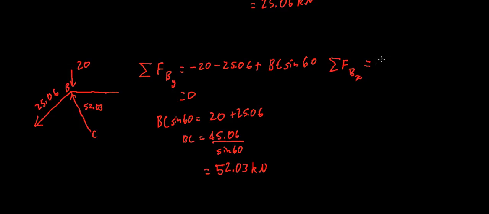So we end up with 25.06. Let's see, sine or cosine? It would be the cosine of 60. Usually cosine is related to the x and the sine is related to the y. Usually, not always. Plus, wait, no, this is the minus now, right? Because we're going opposite direction to get the direction correct. Because these are all vector quantities. Minus the 52.03. This is the cosine of 60.